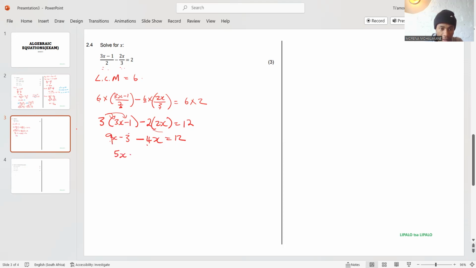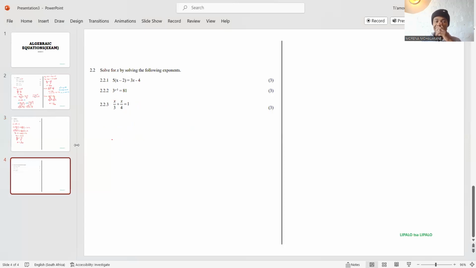Then I take the 3 that side. It's going to be equal to 12 plus 3. So I have 5x being equal to 15, divided by 5. The value of x is going to be 3.